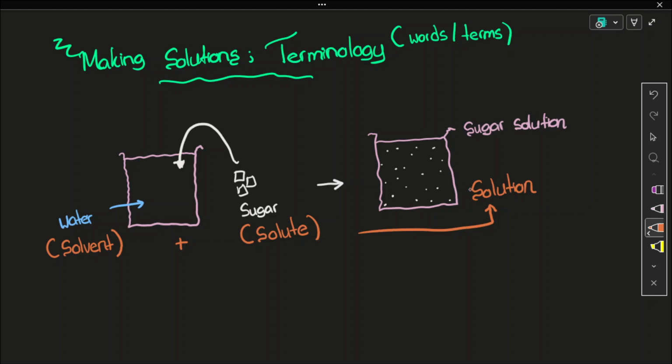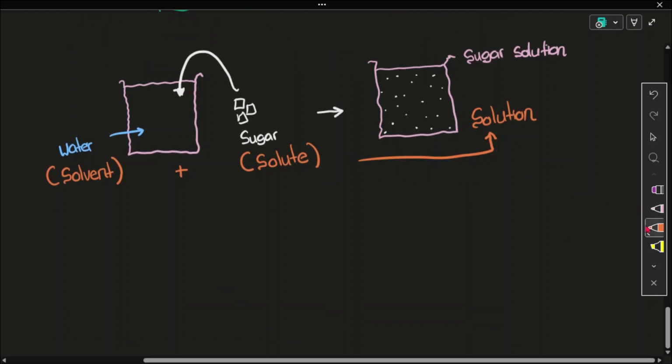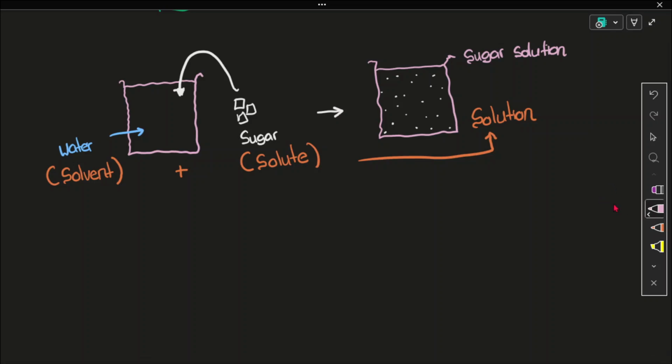It can be any solvent. You can use water, you can use petrol, or another liquid. A solute can be anything as well. You can use sugar, you can use salt, anything. Now I want to really make sure you understand something along these lines as well.